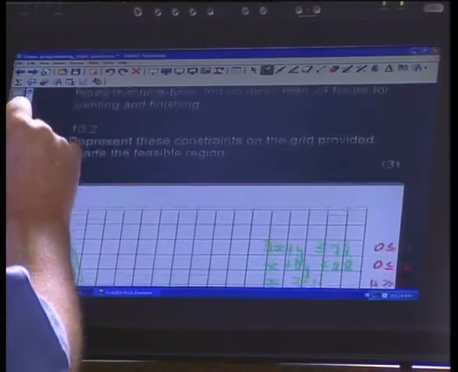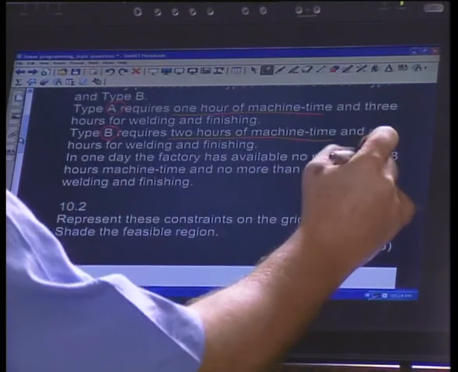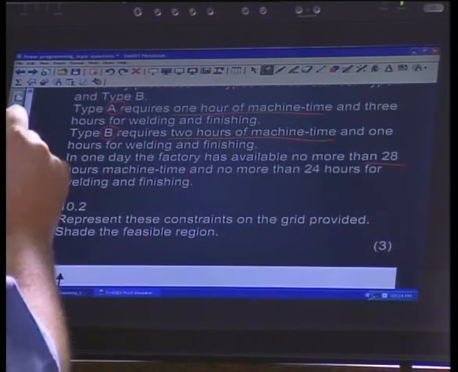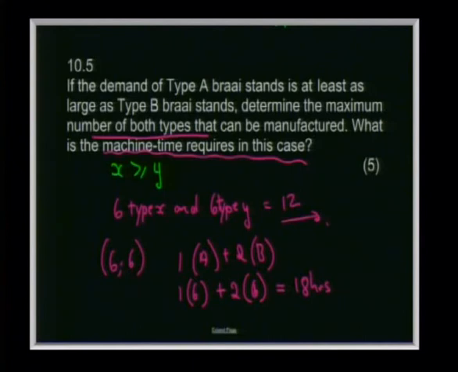That's the machine time required with this new constraint. Let's just double check for a matter of interest. What was the maximum machine time we could use? Maximum machine time was 28 hours. So, does this point fall within that constraint? Absolutely yes. Maximum is 28, we're using 18. So the guys on the machines can have a few minutes break.